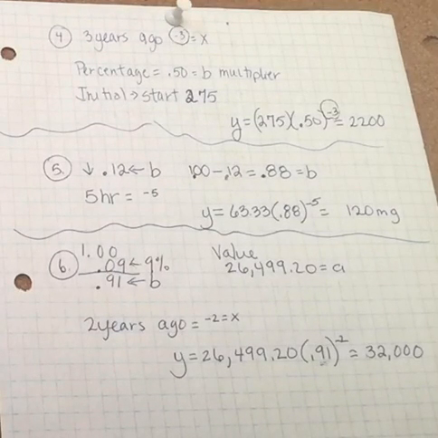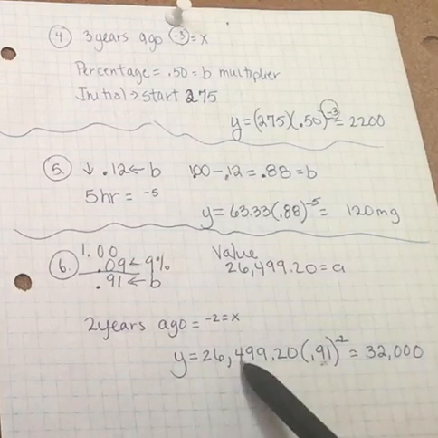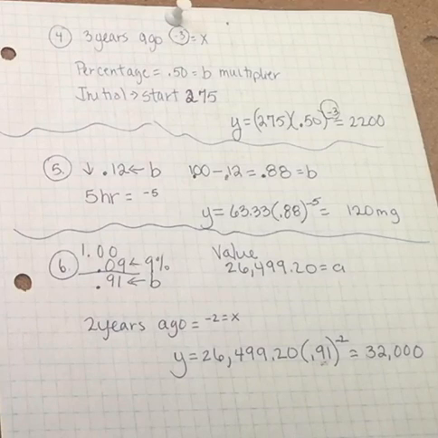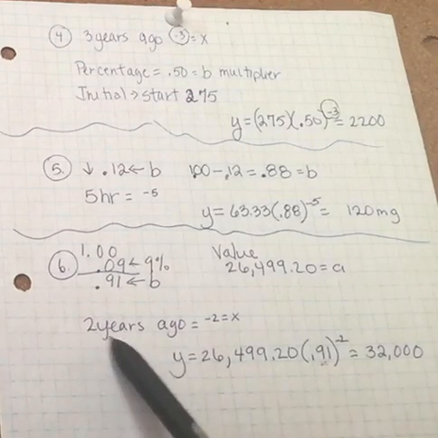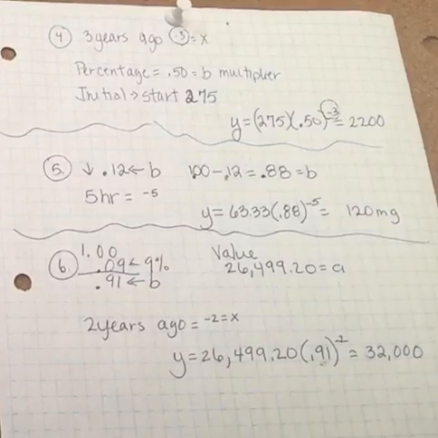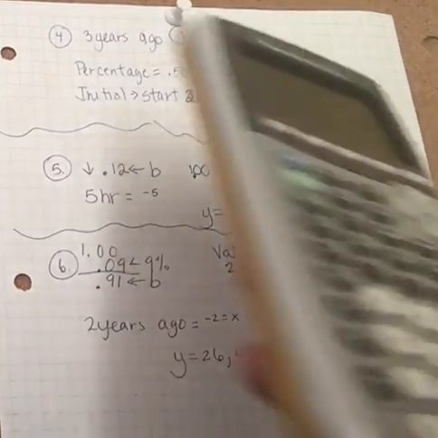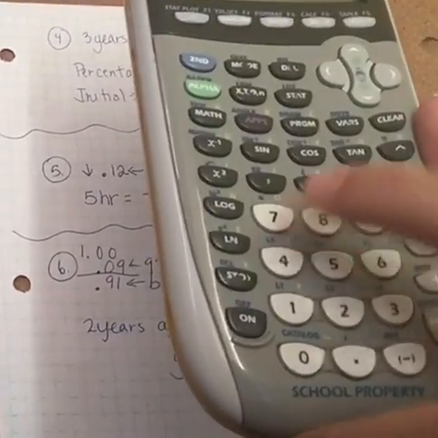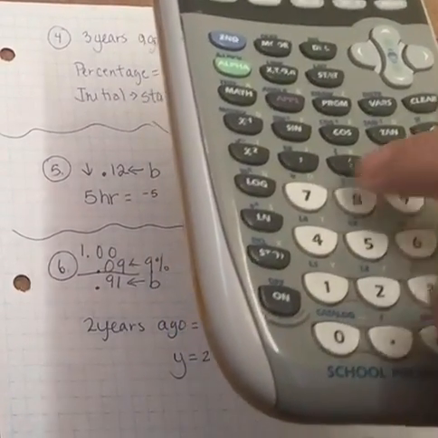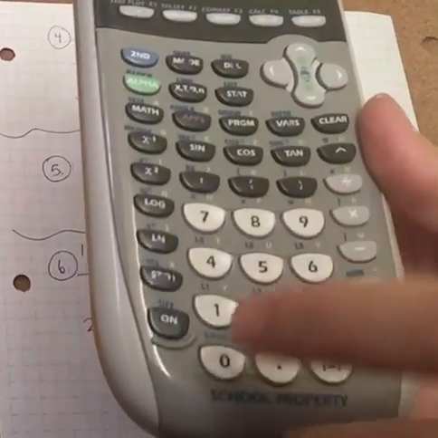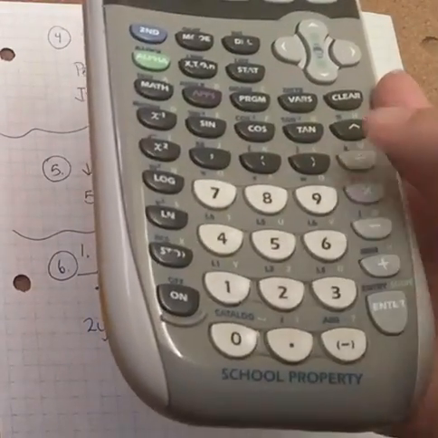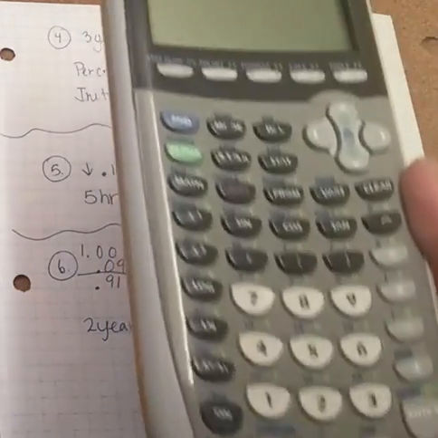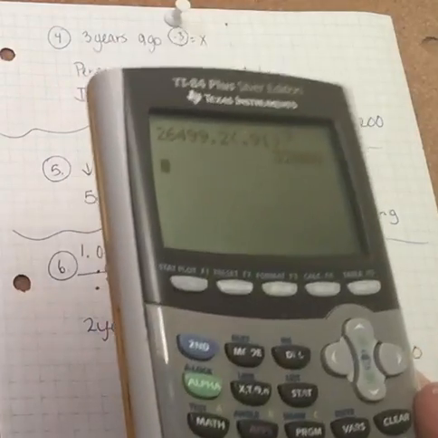Her car is worth $26,499.20. That goes here. And it says, what was the value of the car when she purchased it? So she purchased it 2 years ago. So it's minus 2. So again, we're going to put that in: 26,499.2 parentheses 0.91 parentheses, button negative 2, enter, and I'm going to get 32,000.